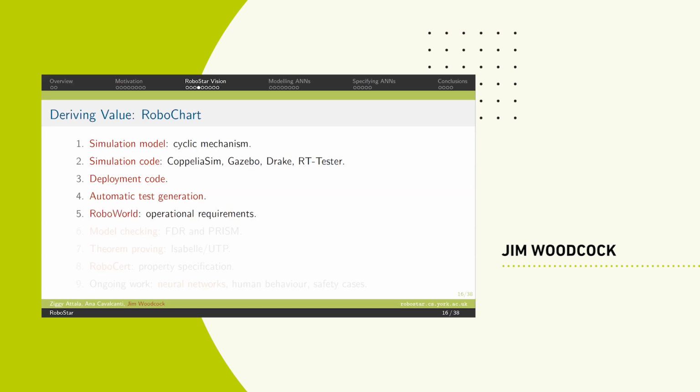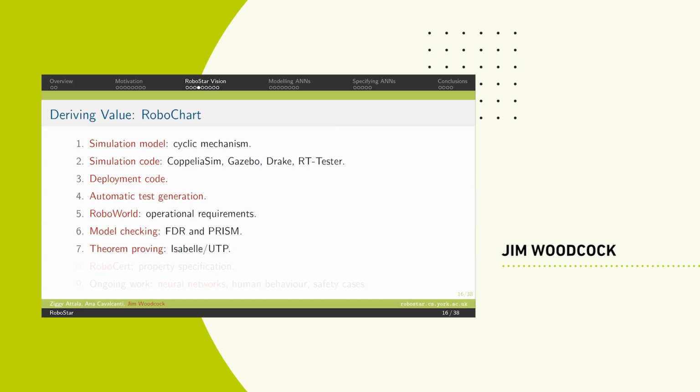There's a way of describing the operational requirements in a domain-specific language called RoboWorld. And we can do model checking of these models using FDR4, which is a model checker for CSP, and I'll explain why in a moment. And Prism, which is a way of checking probabilistic reactive modules. So these two model checkers you can use directly from RoboTool.